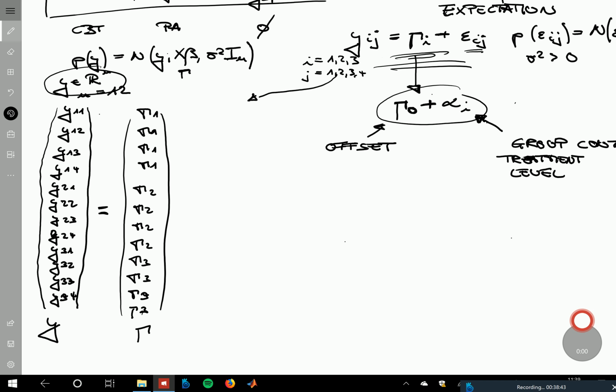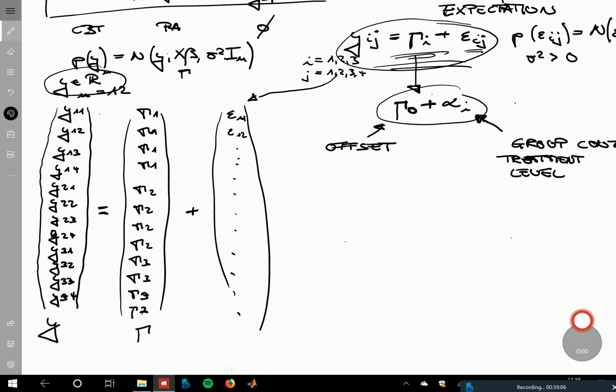Something like this. There's of course the error contribution. So there is epsilon 1,1, and now I'm not writing this out explicitly. So there's epsilon 1,2, and so on, to all of them, and then we have written out this thing for all of our observations. So that's our epsilon vector.